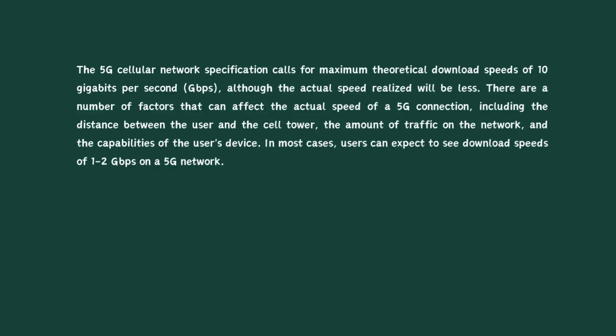The 5G cellular network specification calls for maximum theoretical download speeds of 10 gigabits per second, although the actual speed realized will be less. There are a number of factors that can affect the actual speed of a 5G connection, including the distance between the user and the cell tower, the amount of traffic on the network, and the capabilities of the user's device. In most cases, users can expect to see download speeds of 1 to 2 gigabits on a 5G network.